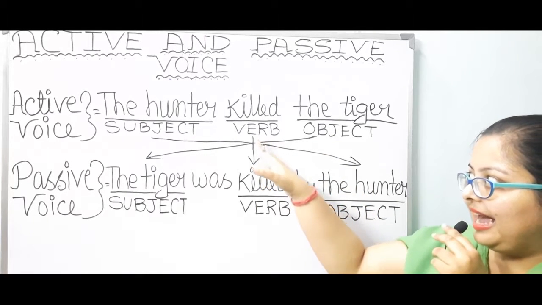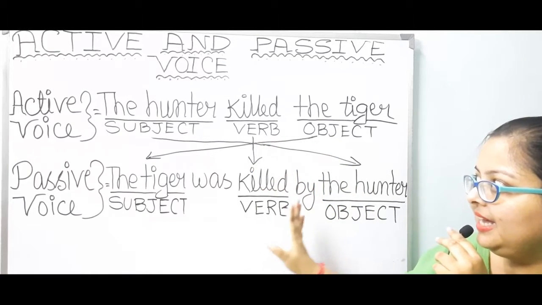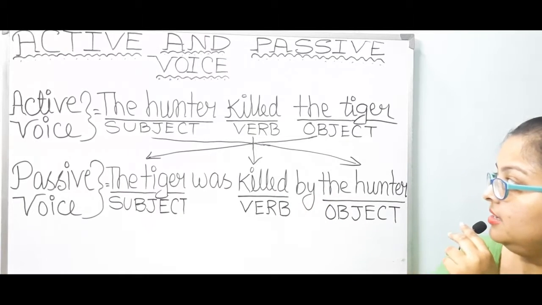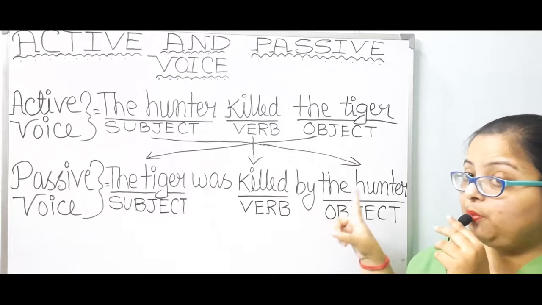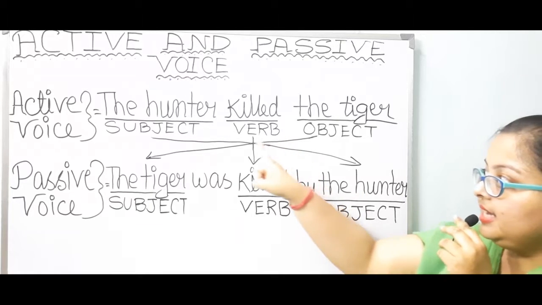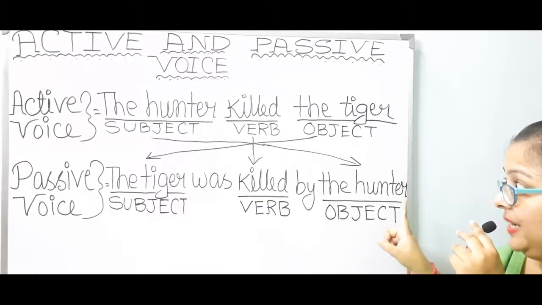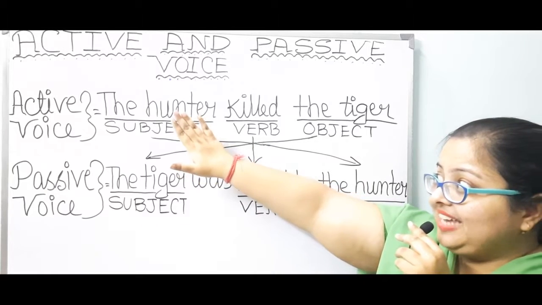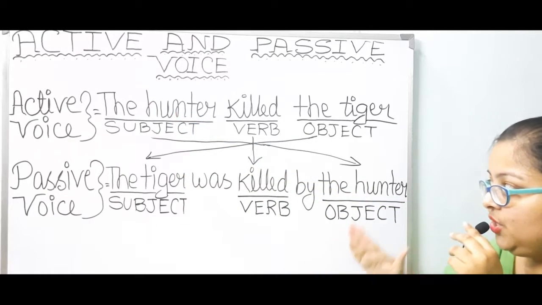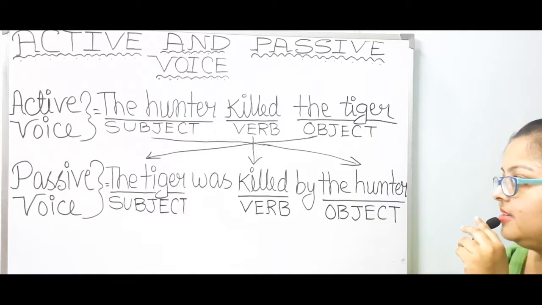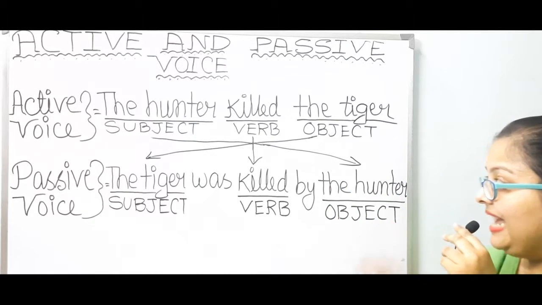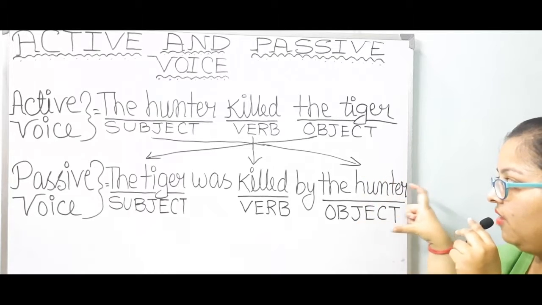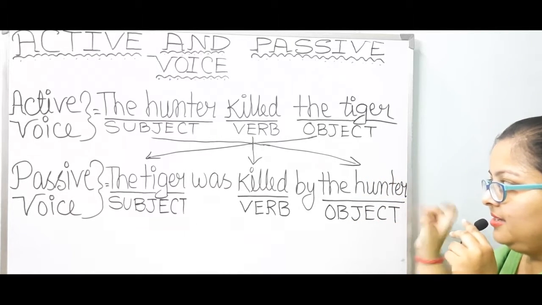So the verb, as I have shown with this arrow, will be in its place. Now, "by the hunter": according to the rule, you have to put "by", and then the subject will change its place. The subject of the active voice will turn into the object of the passive voice, or it will come into the place of the object of the passive voice.